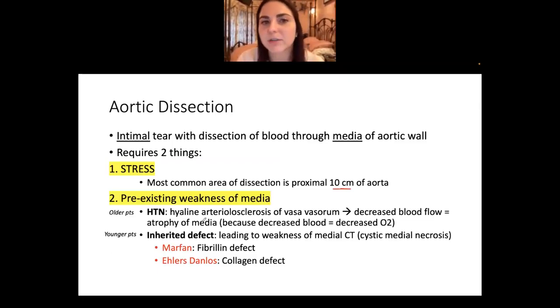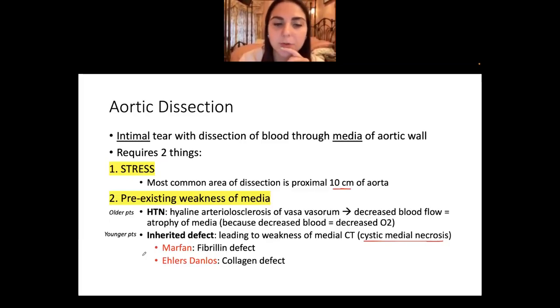If you have aortic dissection in a younger patient, that's some sort of inherited defect. Because again, hyaline arteriolosclerosis is benign hypertension, which is over time. If you have a younger patient with it, it's usually because there's some sort of inherited defect with weakness of the medial connective tissue. So what they call this is cystic medial necrosis. Again, you have this inherent defect of the media.